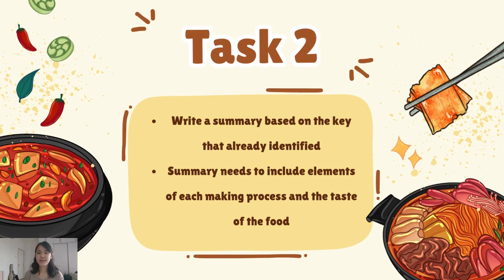I'm Rachel. In this task, you are asked to write a summary essay based on the 5 steps we've already identified earlier: preparing charcoal, marinating, cooking, cutting, and tasting. The summary should include 3 things. Number 1, keywords and vocabulary from each step. Number 2, a clear explanation of the process. Number 3, some description of the taste or outcome of the food.